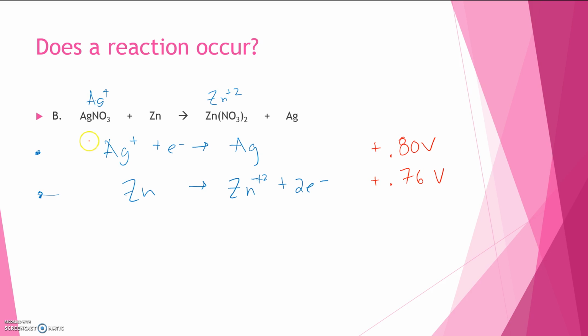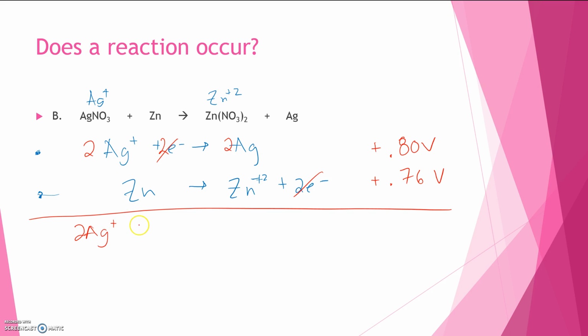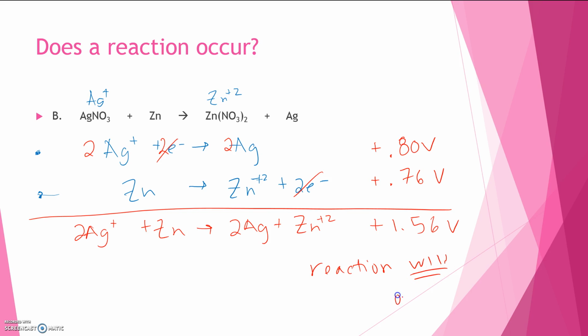I can go ahead and balance this. I need to multiply this by 2, and this by 2, and this by 2. This is going to cancel out. I'm not going to double that 0.80 volts. Keep it simple. Ag plus Zn yields 2Ag plus Zn plus 2. Anything that's an ion is always aqueous. Anything that's not is always solid. And when I add this together, I get plus 0.56 volts. The reaction will occur because it is a positive voltage.